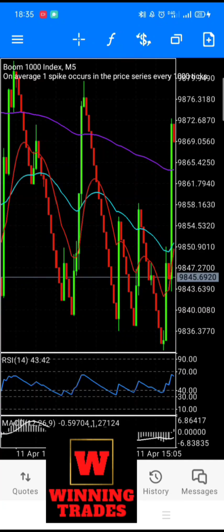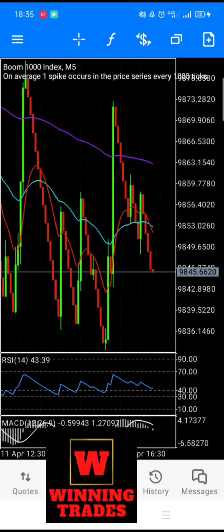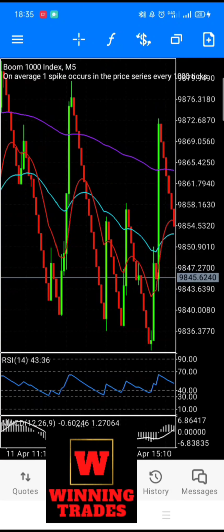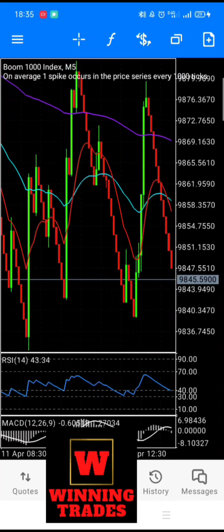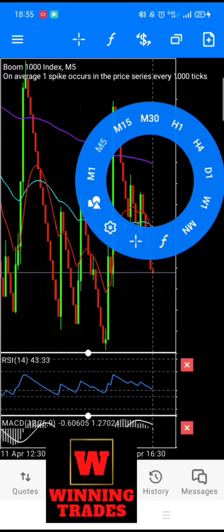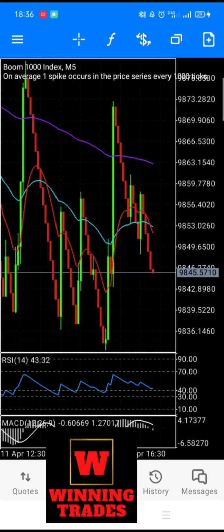Let me show you what I'm talking about. Okay, now look at this. On this candle here, there was a spike above the 200 EMA. It sold all the way to the 50 EMA. Look at it, it sold all the way to the 50 EMA. You understand what I'm saying? So that's how it works.